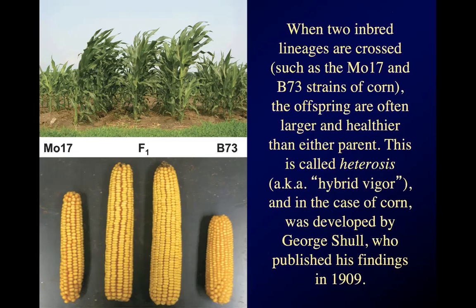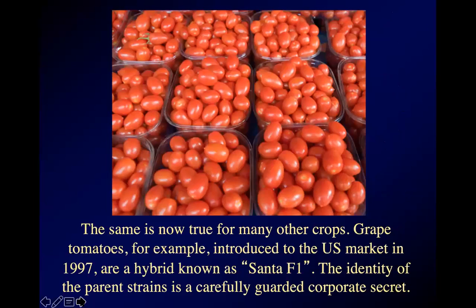Up there at the top, that's corn plants growing in a field, and then you see ears down at the bottom. MO17 is an inbred strain of corn. B73 is another inbred strain of corn. Cross them, and you can see that the hybrid offspring are taller, and the corn ears are much bigger than either plant. The word for this is heterosis. You'll also see it called hybrid vigor. This is true for many other crops now.